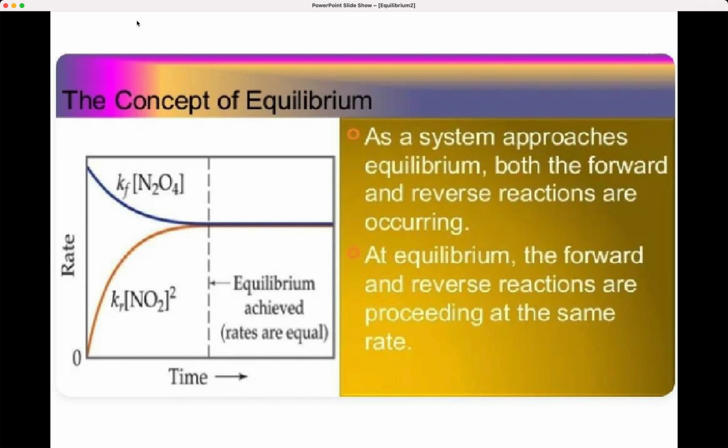And next we have to look at the concept of the equilibrium. When a system approaches equilibrium, both forward and reverse reactions are occurring. A graph of rate against time is given here. At equilibrium the rates are equal. You see, at that stage the forward and the reverse reaction will be proceeding at the same rate.